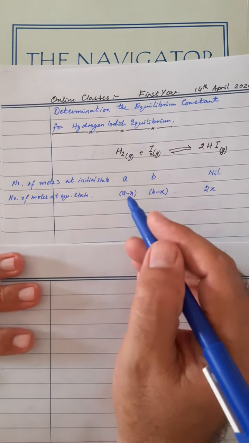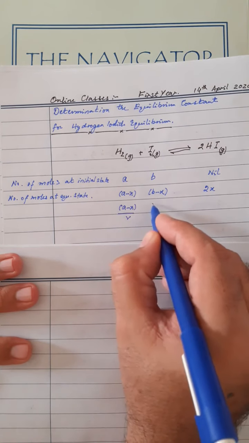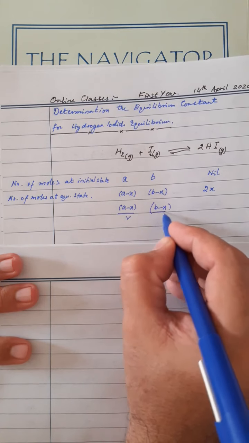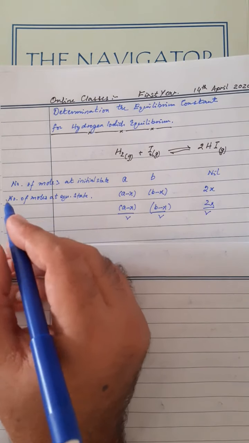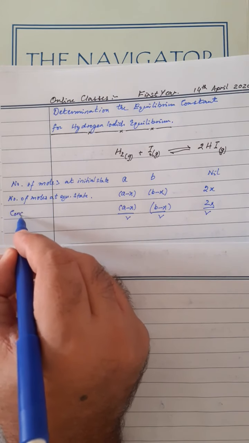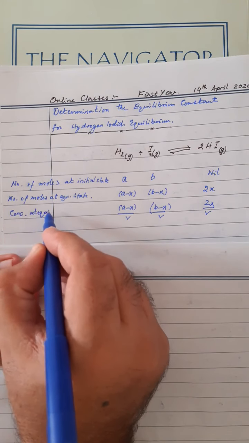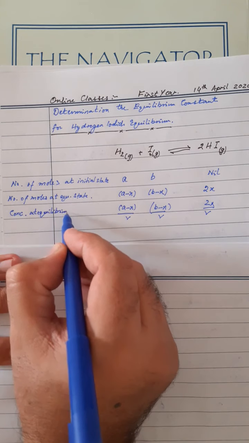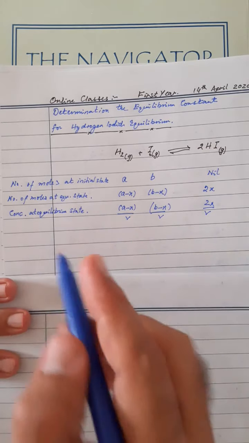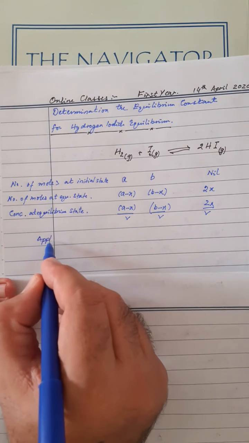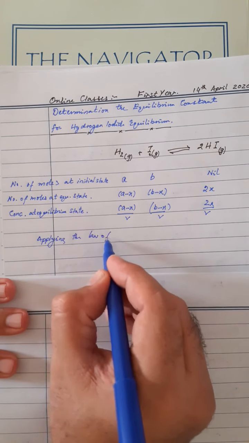Now, as you know, we use active masses, so we divide by a certain volume. So A minus x upon V, B minus x upon V, and 2x upon V. These are the equilibrium concentrations, or concentrations at equilibrium state. Now we can apply the law of mass action.